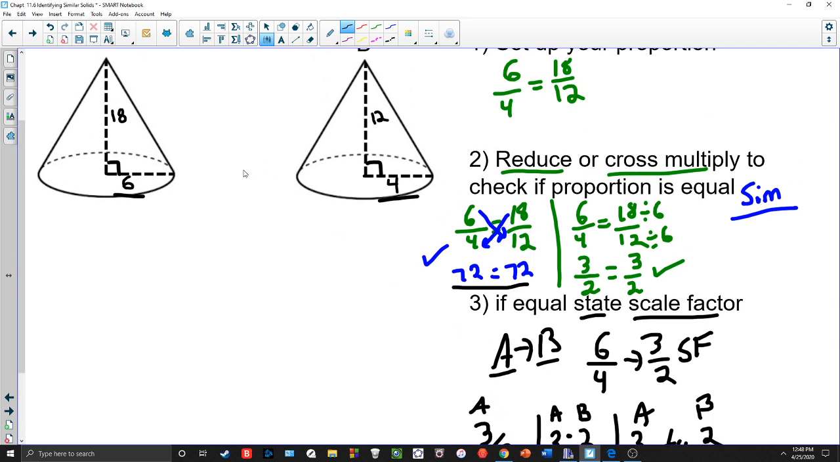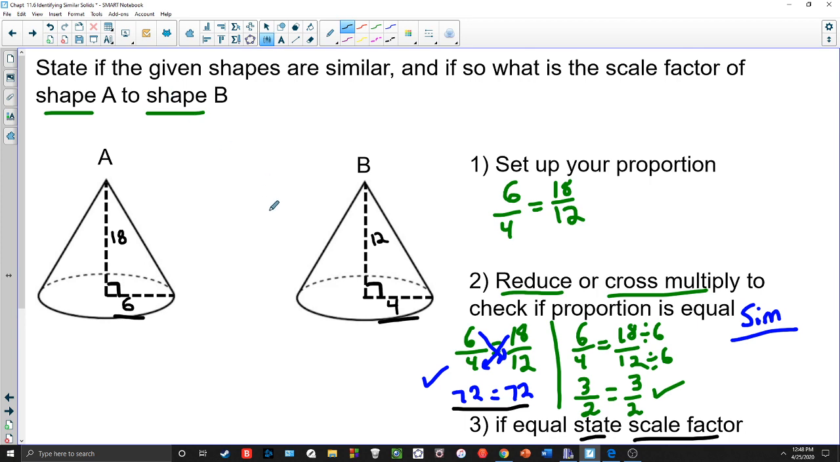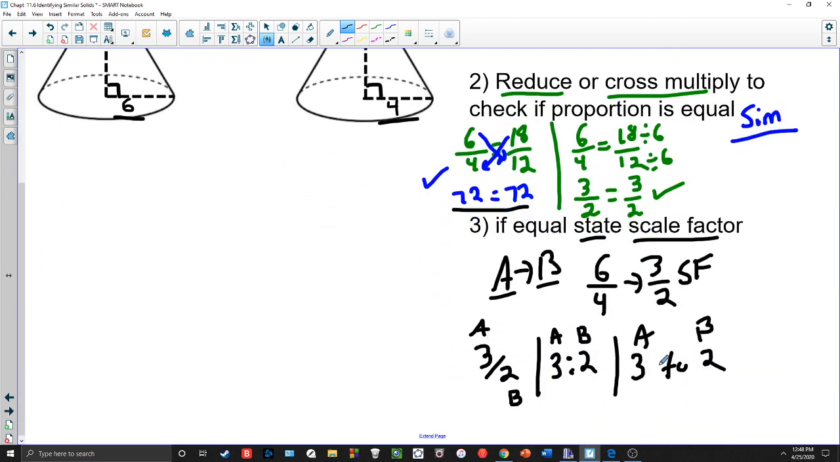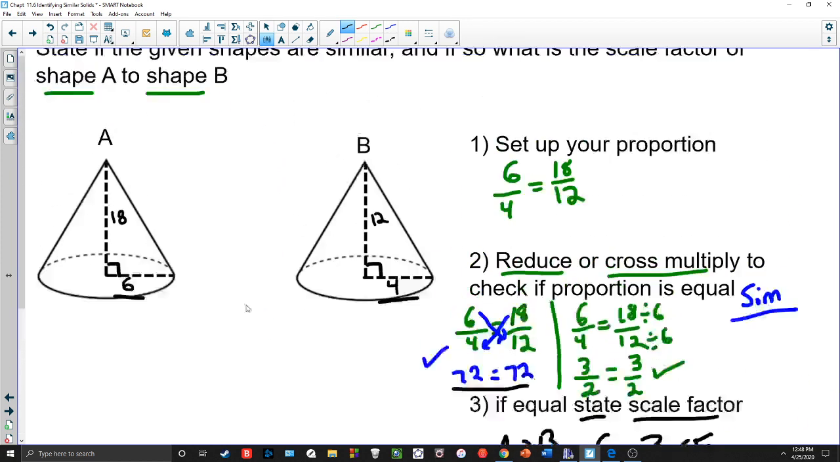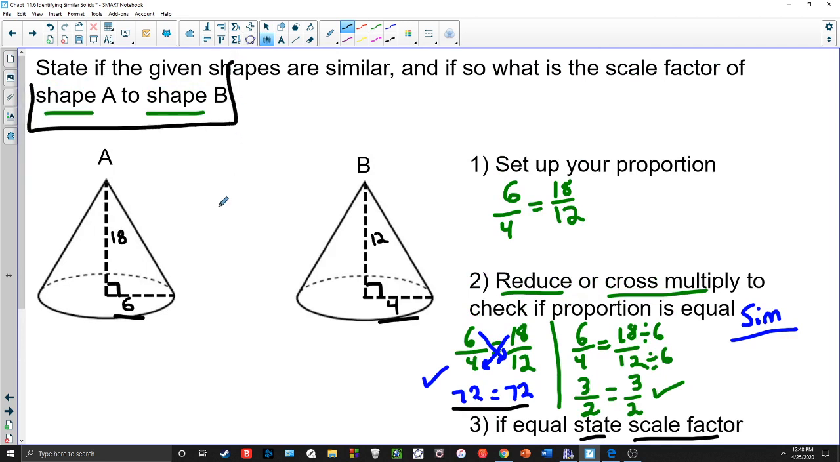If they said I want the scale factor of B to A, then you would just flip these numbers: 2 to 3. So again, pay attention to this statement right here so you know how to set up your scale factor and you don't miss points for a silly mistake.